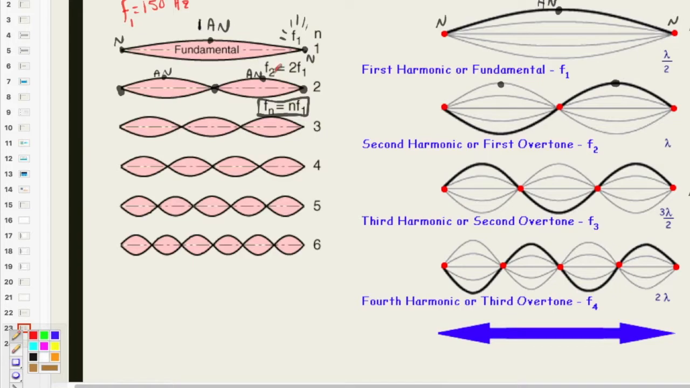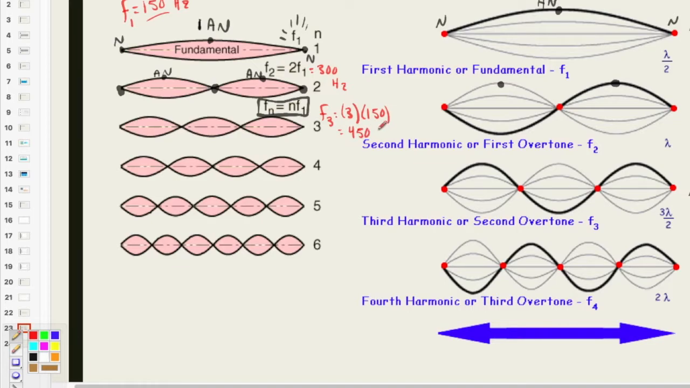What would F2 be? Well, very simply, F2 is 2 times the fundamental. So in this case, it would be 2 times 150. It would be 300. So if I crank my machine up to 300 hertz, I'm going to get the second standing wave pattern, the second harmonic. What frequency would I have to program my machine with to get the third harmonic? Yeah, use this equation. The third harmonic is going to occur at 3 times the fundamental frequency. The fundamental was 150. This is just an example.